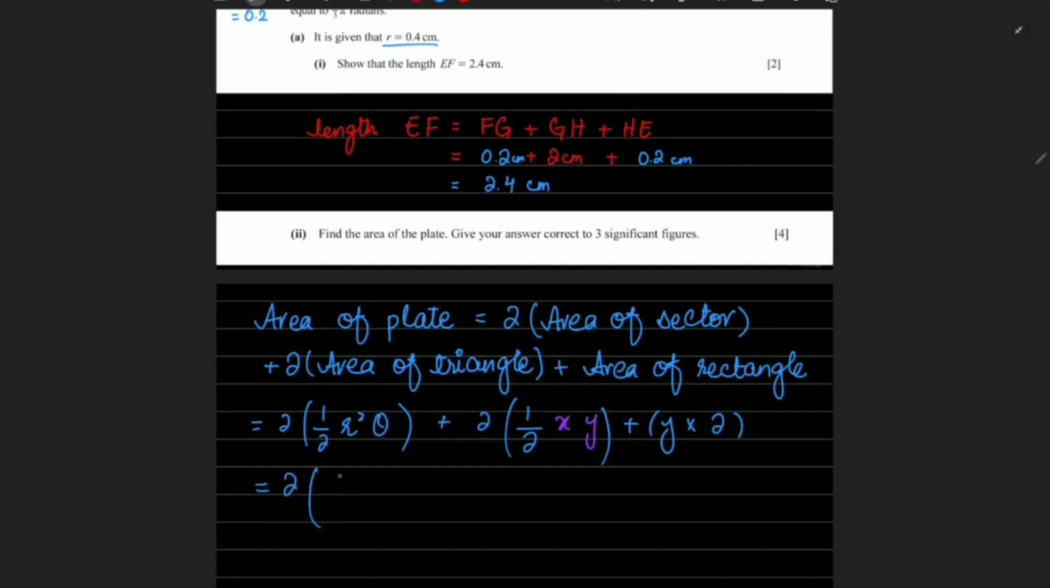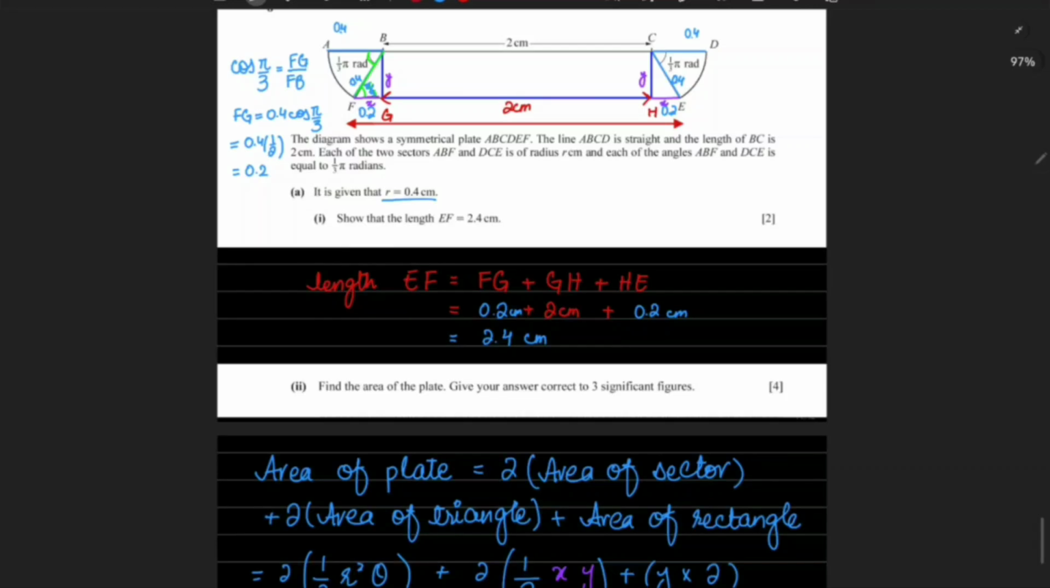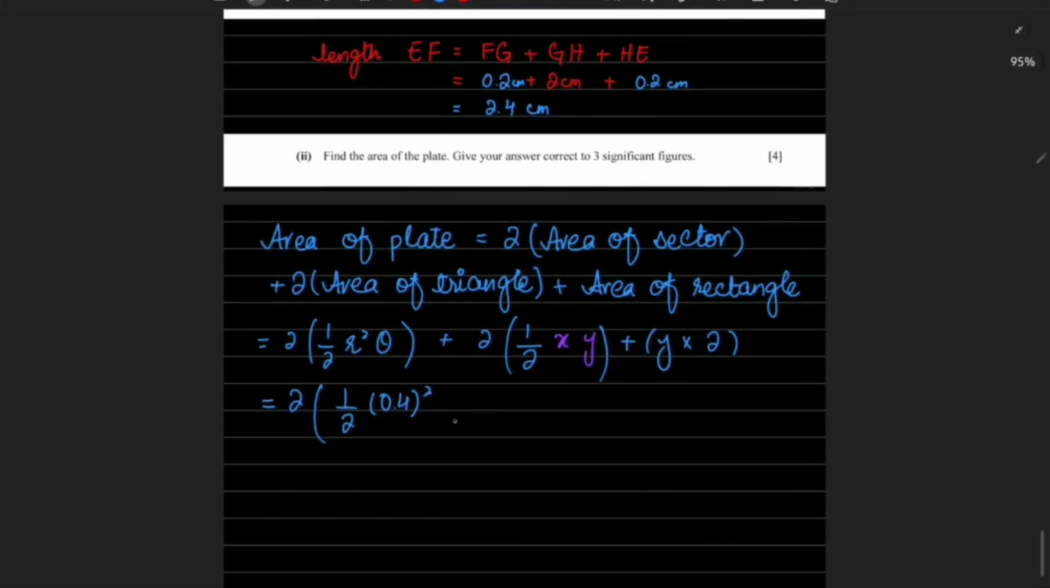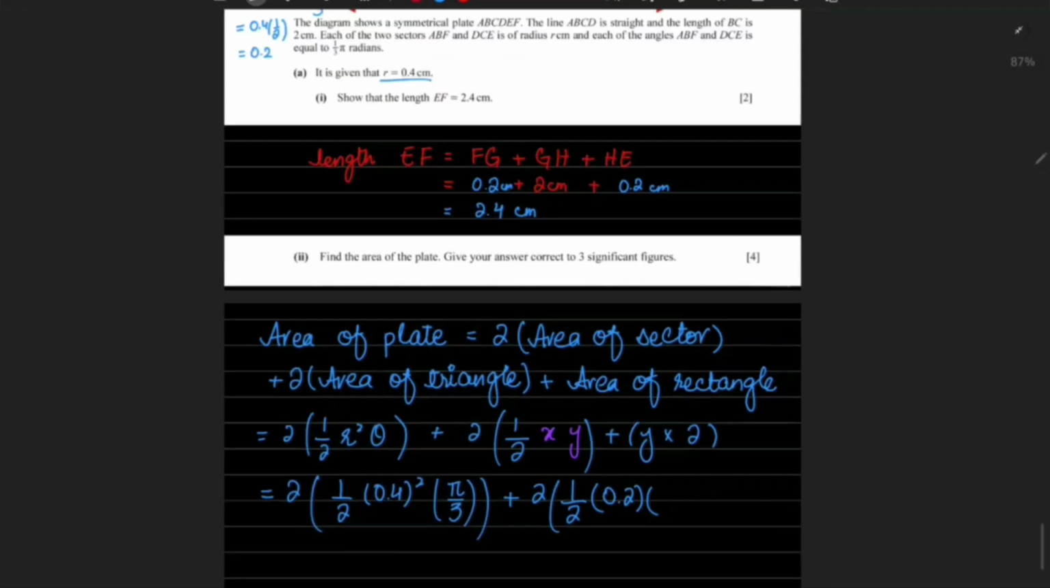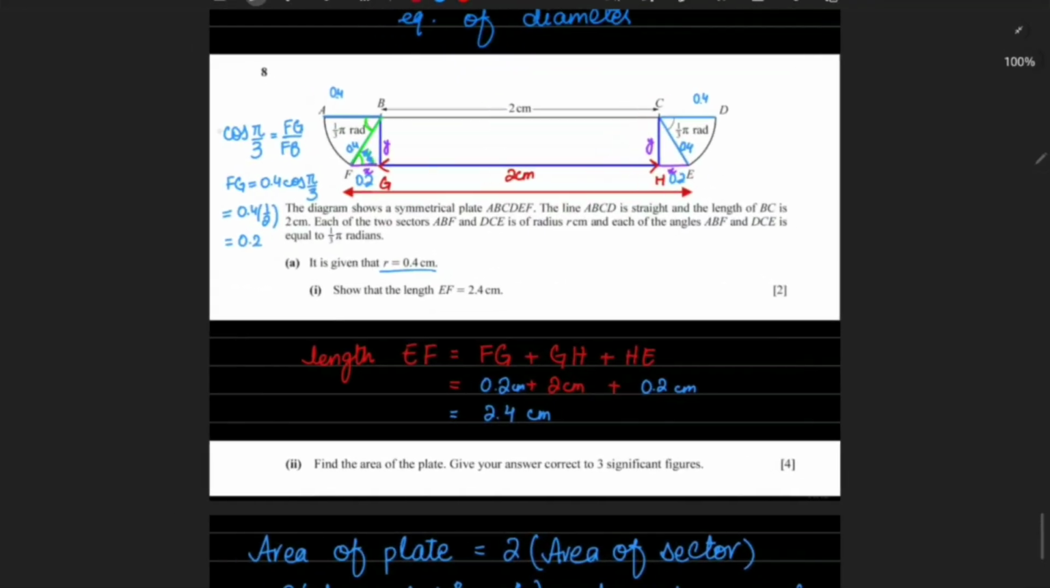So 2 times half 0.4 squared, and what is the theta? Angle is pi over 3. So pi over 3 plus twice half x times y. X is 0.2 and y is, we need to find. So let's find y.